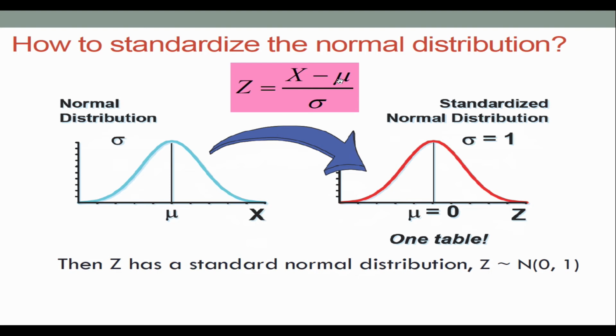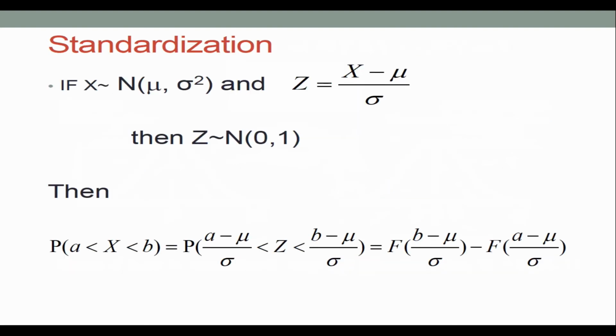If we subtract mu from x and divide by sigma, we get a new random variable, represented by z. Then z follows a standard normal distribution, because its mean becomes 0 and its standard deviation is 1. Is that okay? So if x is a general normal distribution with mean mu and variance sigma squared, after this transformation we know z is a standard normal distribution.